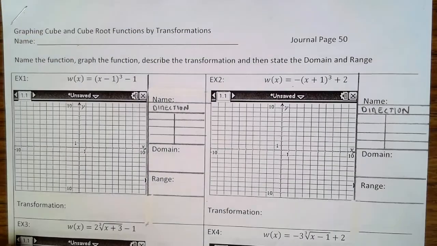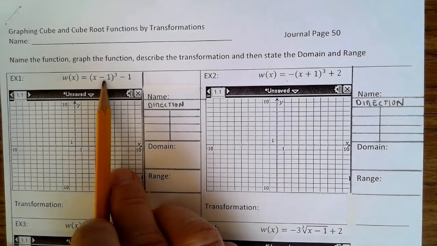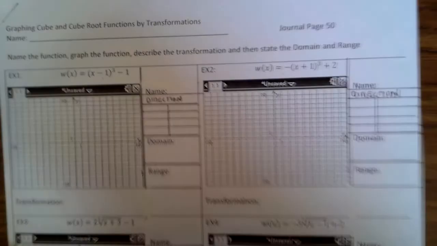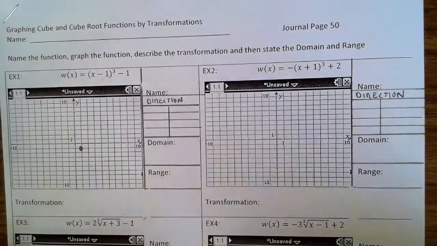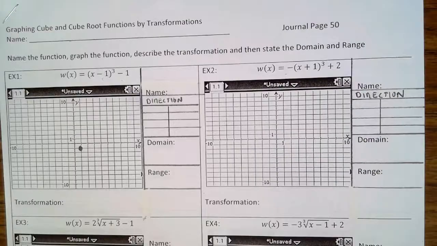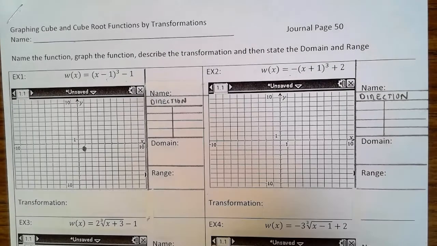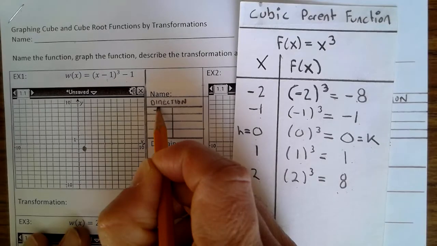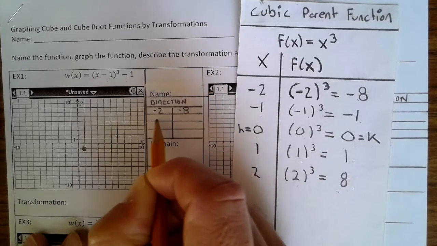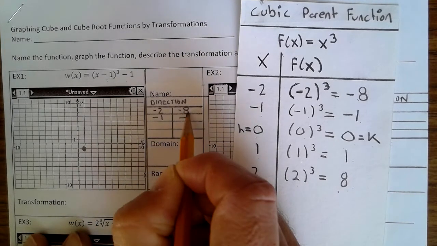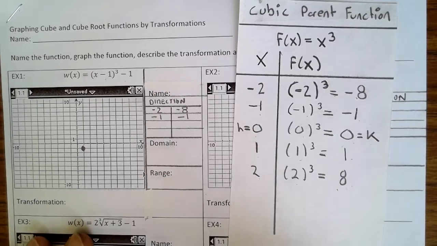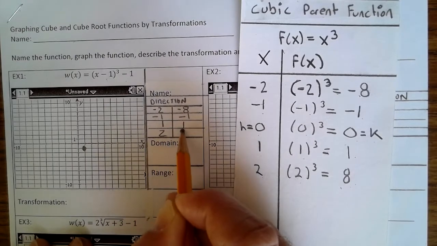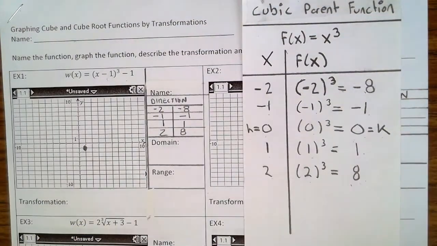Now, let's first move the vertex. So the minus 1 moves it right 1, down 1. So then that's right 1, down 1, our new vertex. Now, using our notes here, we know that this is negative 2, negative 8, negative 1, negative 1. We don't have enough room, but we could write h and k, but let's just put 1, 1, and 2, 8. If we had room, we'd put the h and k, but we don't. These are the more important points that we need.